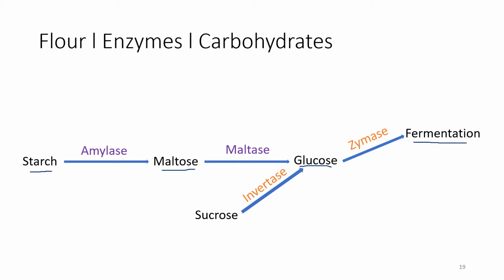Another secondary enzymatic process involves invertase, which is an enzyme that can be found in some types of yeast. In particular, baker's yeast or store-bought yeast tends to contain a lot of invertase. And they're able to break down sucrose, which is white table sugar, into its respective components, which are glucose and fructose.